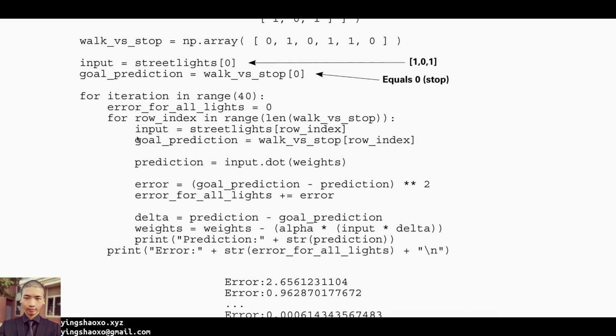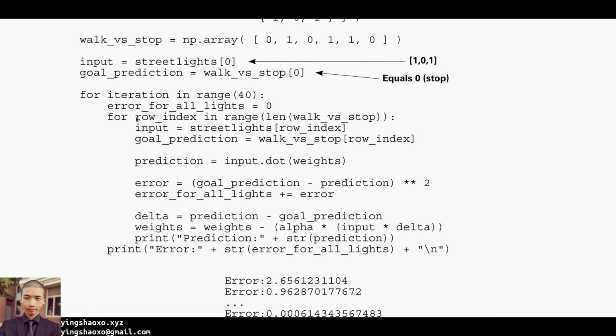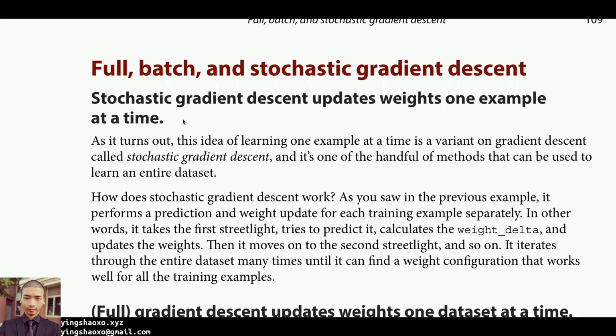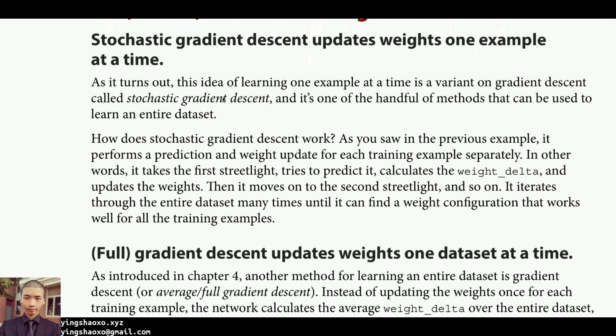In this version of the code, the author just used a for loop to iterate over the streetlights rows. This is stochastic gradient descent. Stochastic gradient descent updates weights one example at a time. As it turns out, this idea of learning one example at a time is a variant on gradient descent called stochastic gradient descent, and it's one of the handful of methods that can be used to learn an entire dataset.